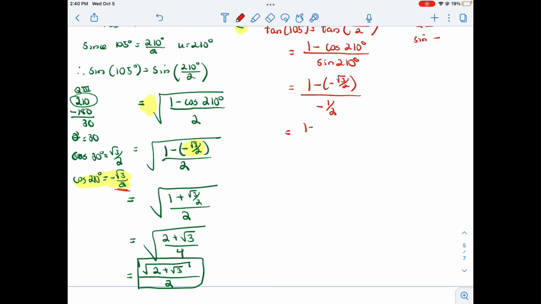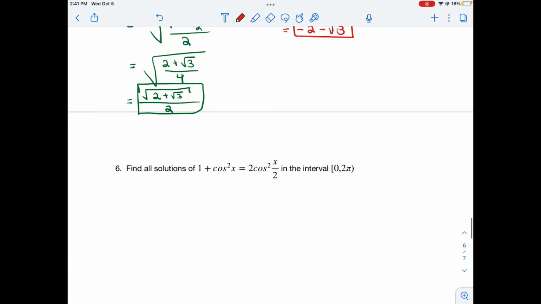And so I get 1 plus the square root of 3 over 2 divided by negative 1/2. Find a common denominator in my numerator term, that's 2 over 2. So that's 2 plus the square root of 3 over 2, divided by negative 1/2, which I'll flip and multiply. And so my 2's cancel out and I get negative 2 minus the square root of 3 when I distribute that negative 1 to what's left in the first fraction. So hopefully you got negative 2 minus square root of 3.